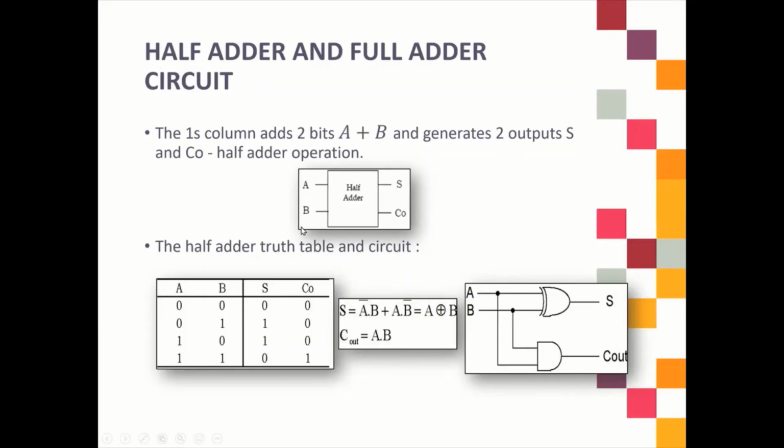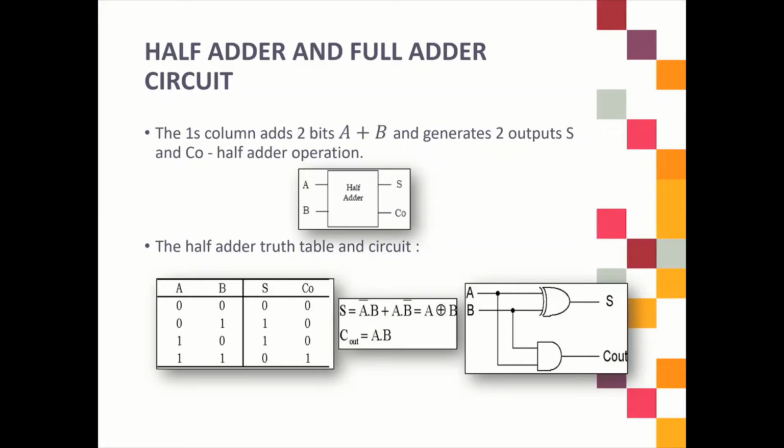So this is the diagram for the half adder circuit. Based on this diagram, you have two inputs, A and B, and two outputs, S and CO. The half adder is used to perform addition that involves only one bit, same as the first explanation regarding binary addition. So how can we design the circuit for the half adder?